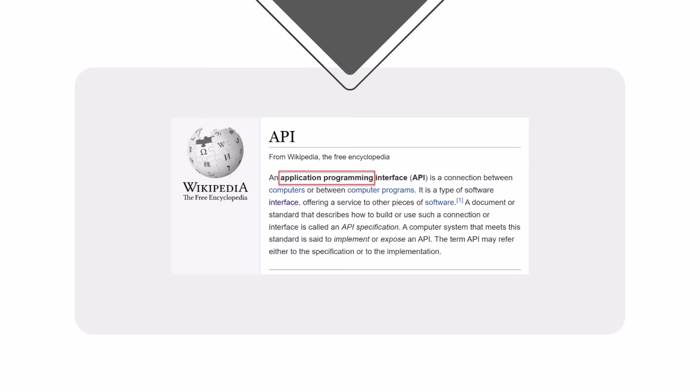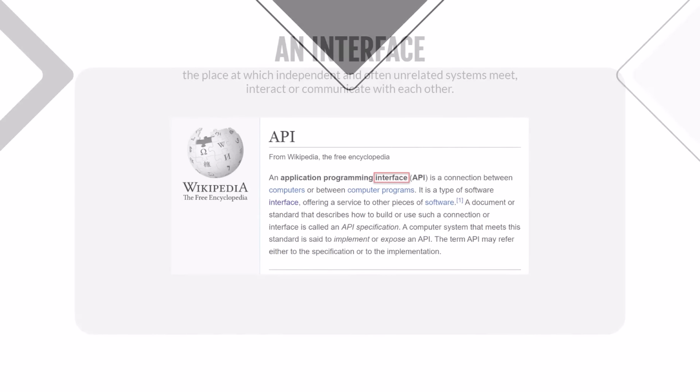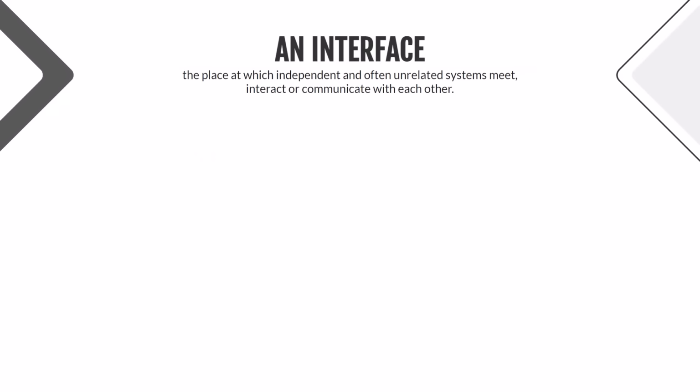Let's move to the letter I, which stands for the interface. The word interface is one of those where you think you know what it is, but you can't explain it. It is an extensive and abstract term. Let's check the definition of it. An interface, the place at which independent and often unrelated systems meet, interact, or communicate with each other.